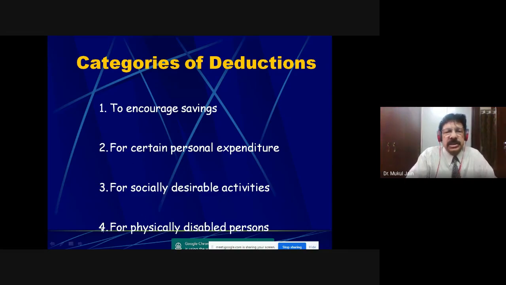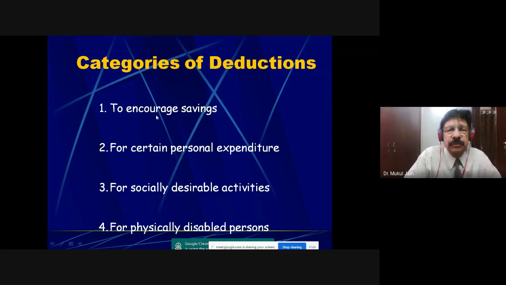Similarly, the 4th category of deductions is for physically disabled people. People who are physically disabled or are critically ill. So there are certain specified illnesses in it. For whatever money they spend on their illness, that is also allowed as deduction for them. Right. So these are 4 categories.